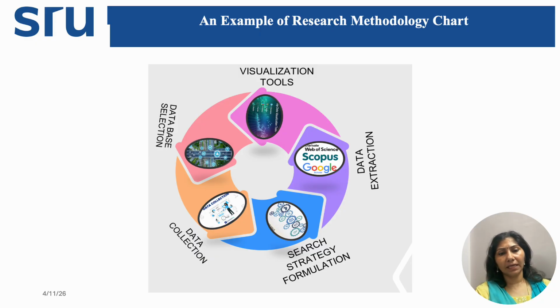This chart is an example of a research methodology chart which visually represents the sequence of steps involved in conducting the research. This chart helps in simplifying the complex process and improving the understanding of both the researchers and the audience.